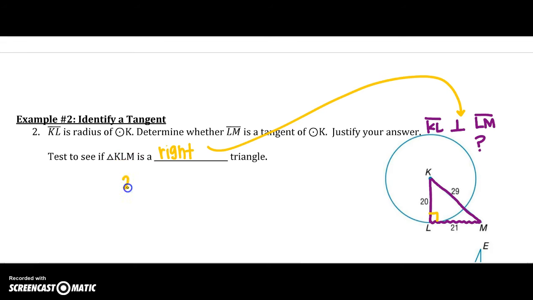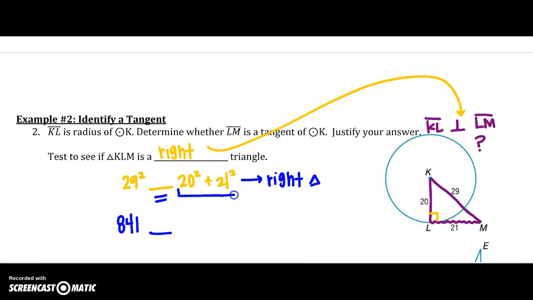So I'm going to say, using the Pythagorean theorem, is 29 squared equal to 20 squared plus 21 squared? We know this has to be equal to be a right triangle. That's what we learned in the previous chapters. When I do the math, 29 squared is 841, and 20 squared plus 21 squared, if I combine those, 841 is also my answer. So that does come out to be equal, which satisfies the Pythagorean theorem. So I know I have a right triangle.